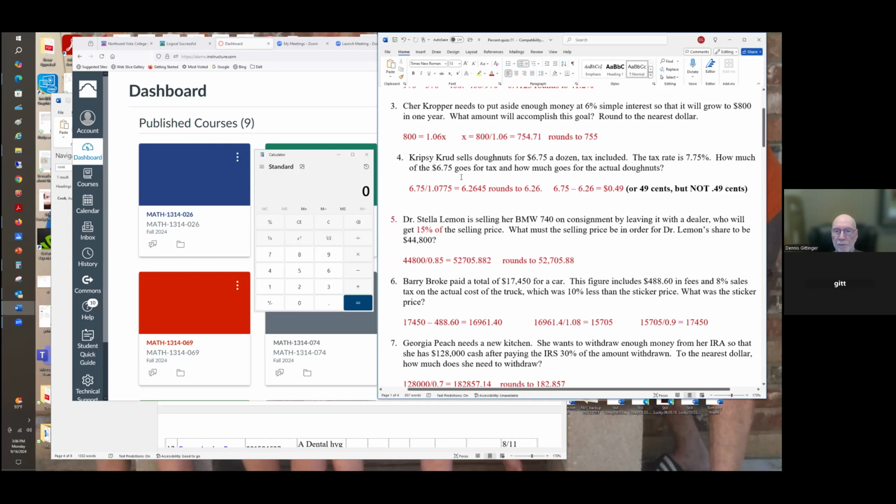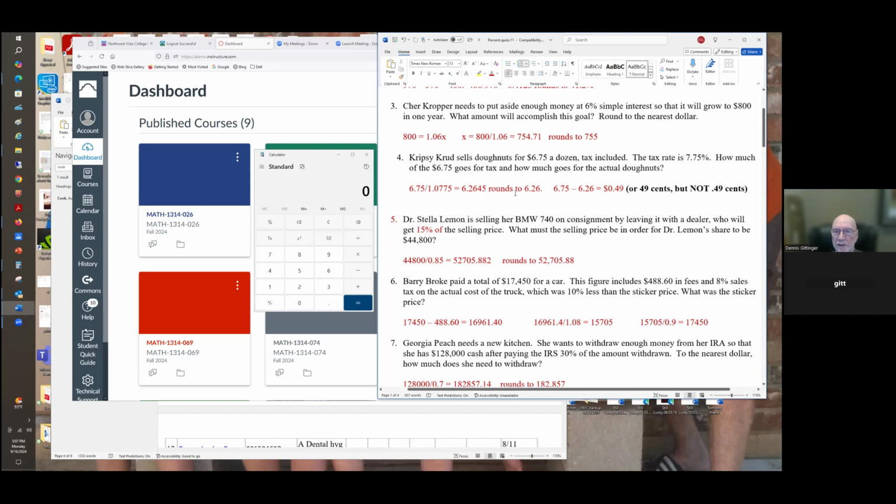Now, of course, number 4 is money. And the donut's $6.75, taxes included. The tax rate is 7.75%. So how much of that 675 goes for tax and how much of it goes for the actual donuts? Well, the unknown price before tax is increased by 7.75% of it. That means that the 675 is 107.75% of something. And so I just have to divide that by 1.0775, and I get 6.2645.